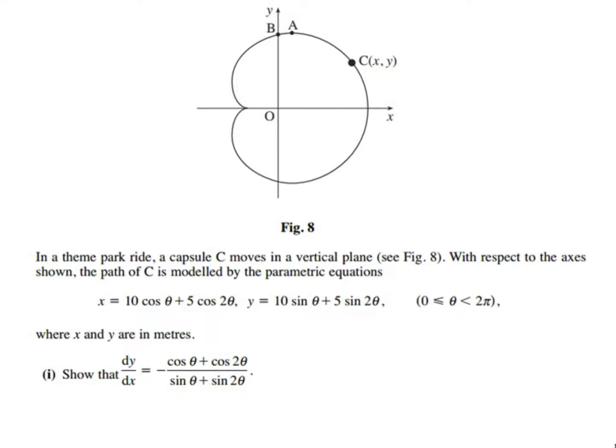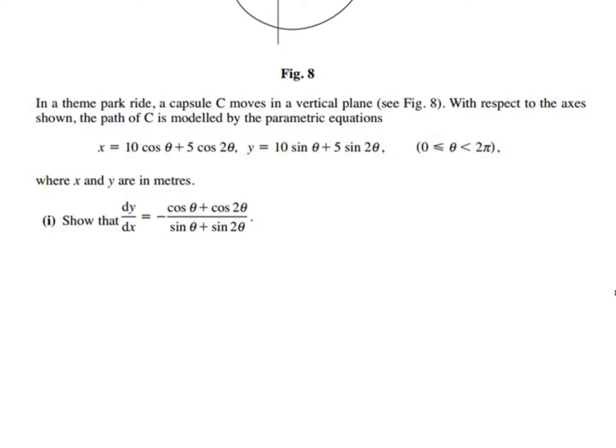Okay, this question is about a theme park capsule moving around in a shape that's defined by some parametric equations. We're given x in terms of theta and y in terms of theta, and the first thing we're asked to do is to find dy by dx. Now we know when we're dealing with parametric equations that dy by dx is dy by d theta divided by dx by d theta. So the first thing we need to do is to find those two things.